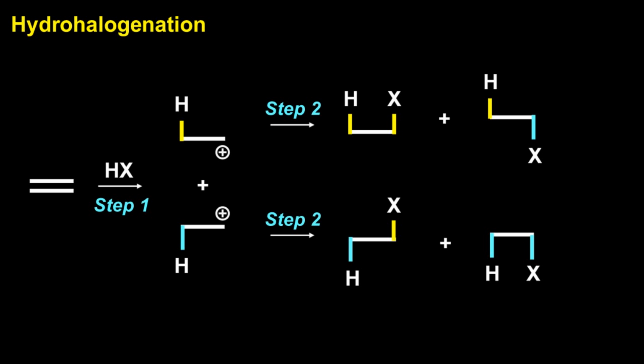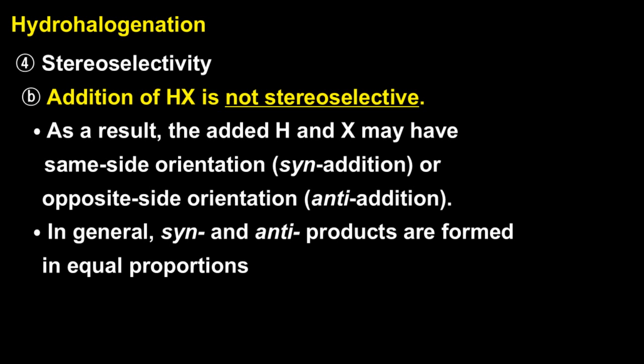Some will be syn, others anti, and the molecules might even be enantiomers if a chiral center forms. So once again, because both the protonation and the nucleophilic attack are non-selective, you get a mix of stereoisomers. That's what it looks like when a reaction has no stereoselectivity. So what does that mean for the final product? Well, the added H and X can both end up on the same side of the original double bond. That gives us what's called a syn addition product. Or they might land on opposite sides, and that gives us an anti-addition product. And here's the key takeaway. In most cases, you get both.